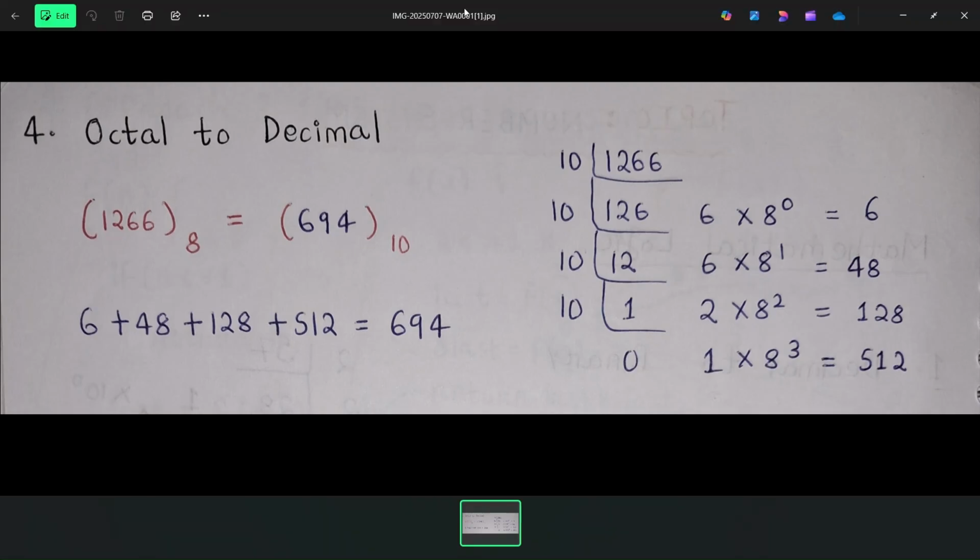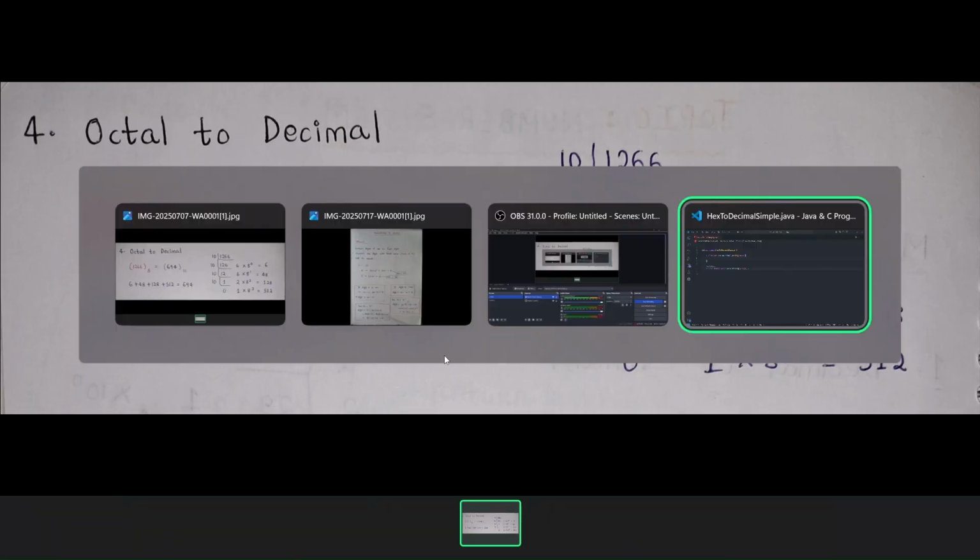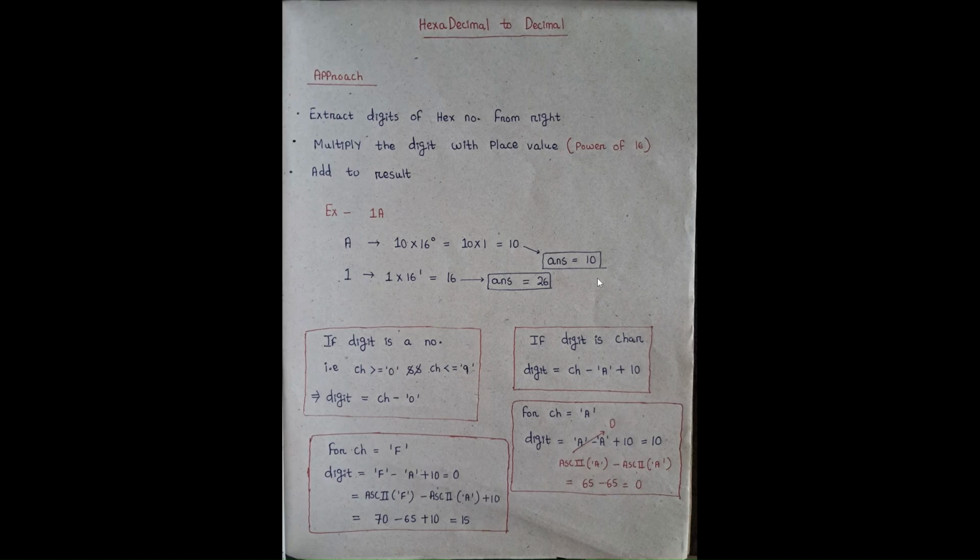If you remember any of the past videos where we were converting other number systems into decimal, our logic was to extract the digits step by step from right to left, then multiply the digits by the place value. In the octal number system, the place value is a power of 8, and in the binary number system, a power of 2. Similarly, in the hexadecimal number system, the place value is a power of 16. So our approach is exactly the same, but with a little bit of a twist.